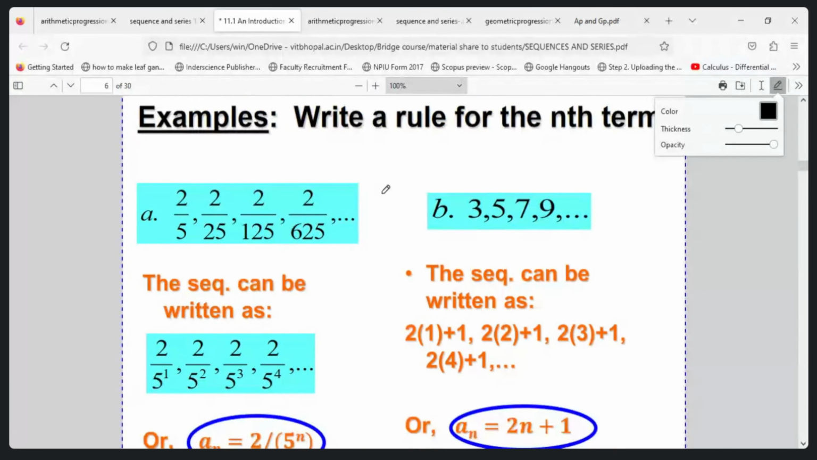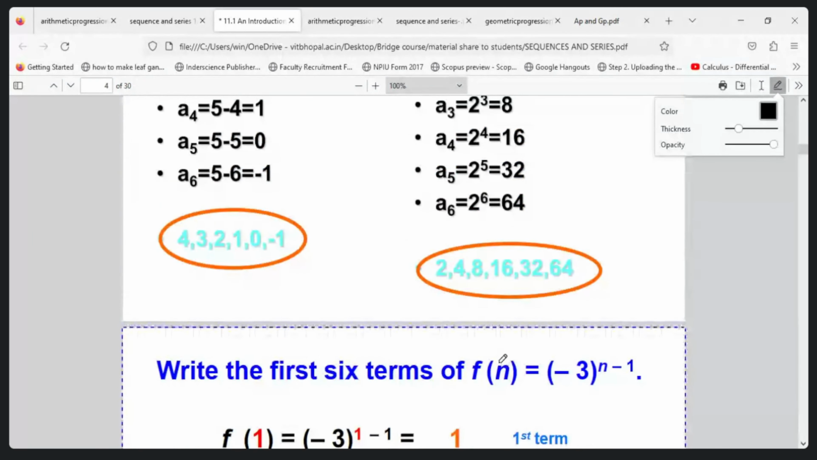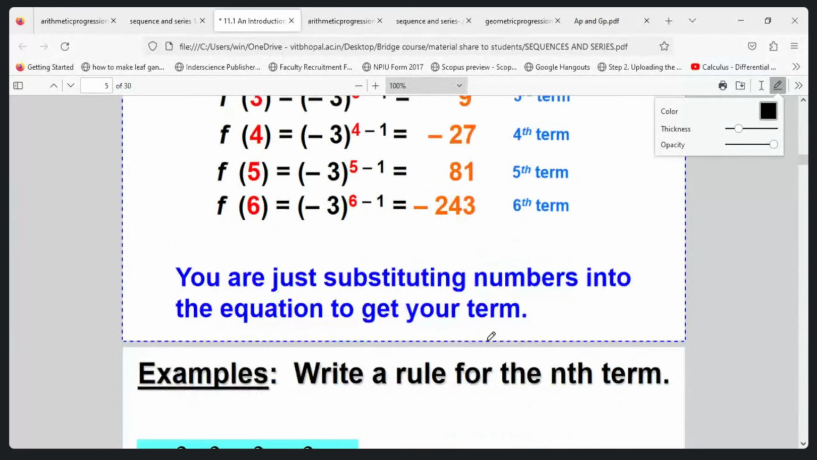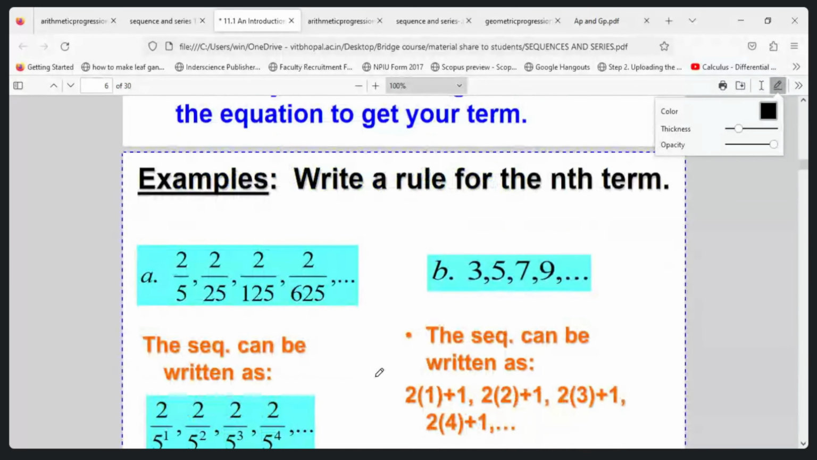Write a rule for the nth term. In the previous question, the function was given and you made the sequence. Now the sequence is given and you want to make the function. First, you observe the rule. Observation is required here. You can see the pattern: 2 upon 5, 2 upon 25, 2 upon 125, 2 upon 625, and so on.